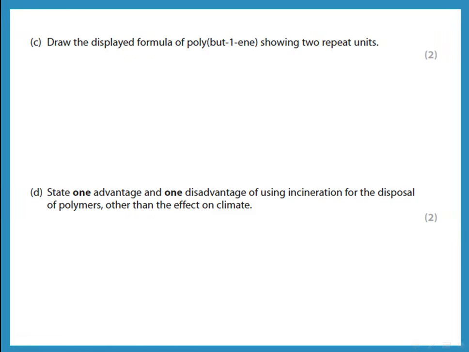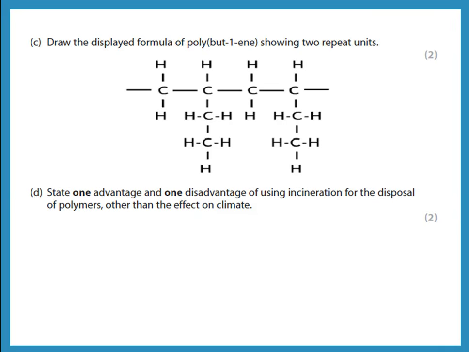Draw the displayed formula of poly(but-1-ene). Again, you have to be able to draw the products of polymerization of but-1-ene, and he wants 2 repeat units, and he wants it in displayed formula. Please notice what he's asking for in the question. This is the displayed formula for the polymer of but-1-ene with 2 repeat units.